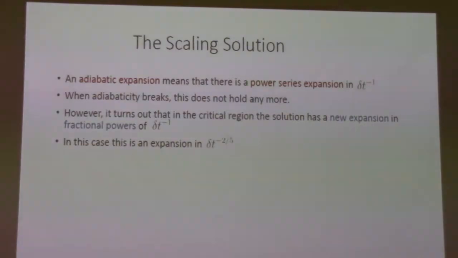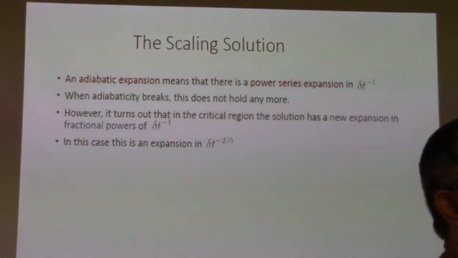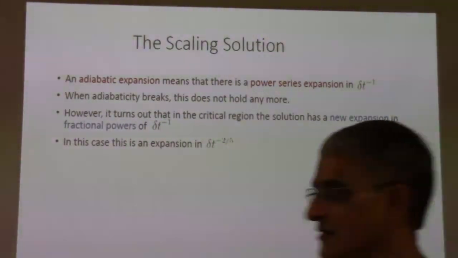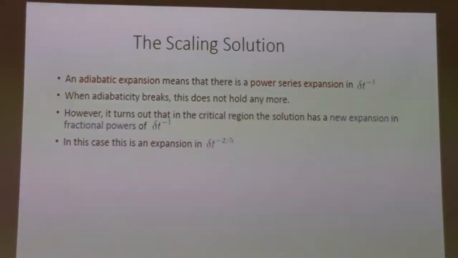Yes, you had a question. So all what you're saying is for the specific bulk theory you mentioned. Everything is for the specific theory, yes. We had many specific theories, and it always works this way. What happens when you change the potential is the numbers change. That's all that happens. The fraction of power of delta t, minus 2/5, changes, but it's always some power.